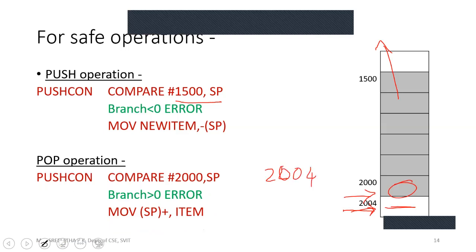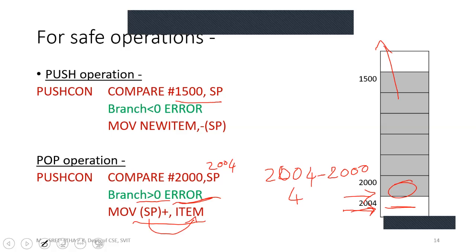Suppose ESP is pointing here, so 2004, that is ESP value is 2004 minus 2000, the value is 4. So if it is greater than 0 value, it is not 0, it is greater than 0, means the stack is empty. In such case, if the stack is empty, then it is an error message. The error message is displayed. Otherwise, the data is moved out from the stack pointer to the item variable.